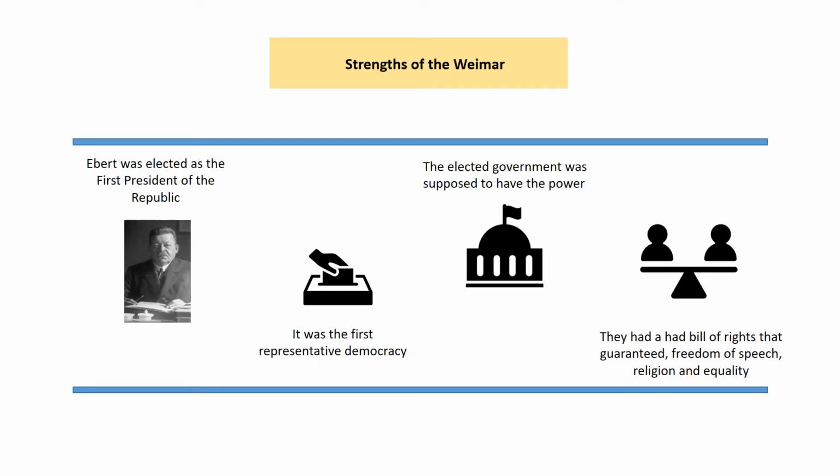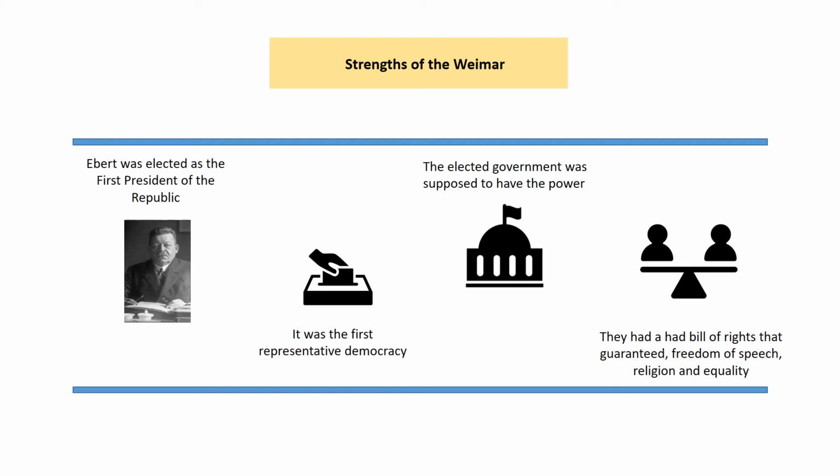So what next for Germany? So Berlin's a mess because there's lots of riots going on in Berlin. So they have to move the government to a small town in Germany called Weimar. And that's why it becomes known as the Weimar Republic, because Ebert is elected as the first president.